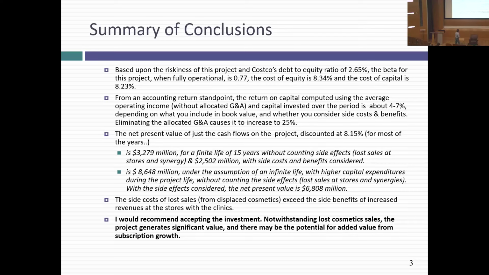So when I looked at this project, to look at the cash flows from the clinic specifically, I looked at healthcare companies and I built up to a beta based on healthcare companies. The levered beta we came up with was 0.77, very close to the unlevered beta because Costco doesn't use much debt. It's about 2.5, 2.6% debt. My cost of capital is 8.23%. So I'll take you through the calculation. So that's for the clinic cash flows.